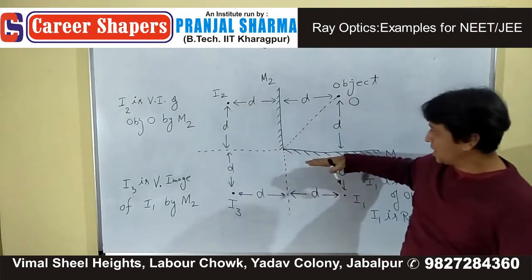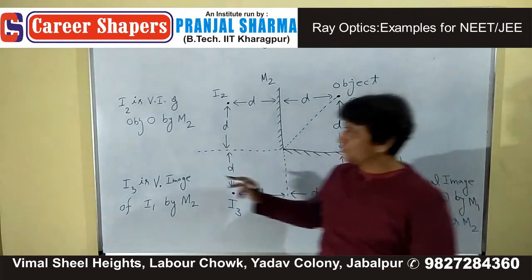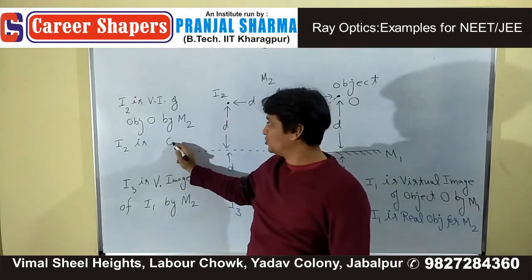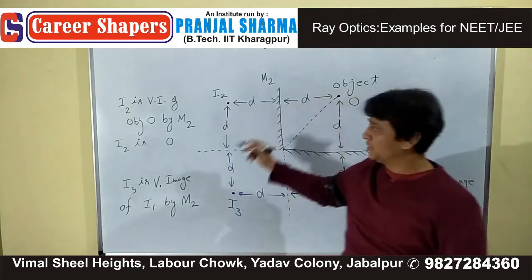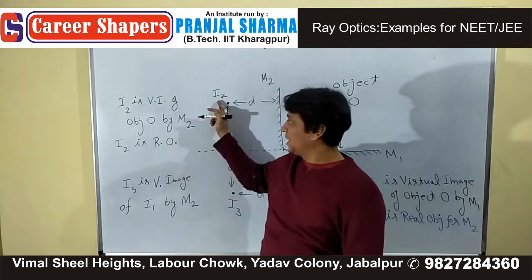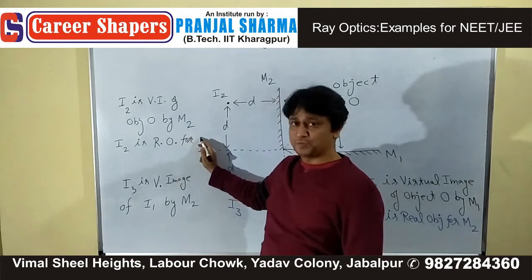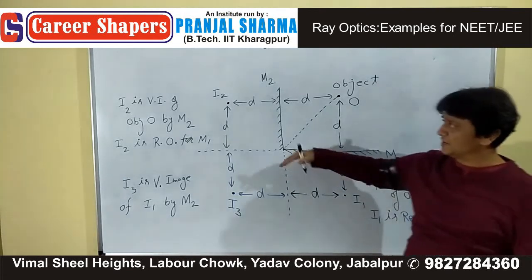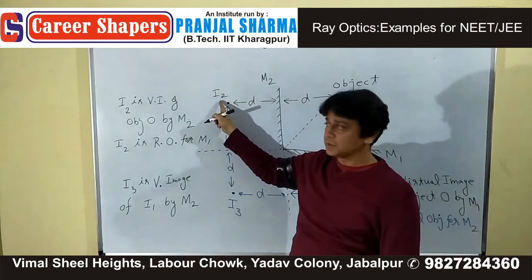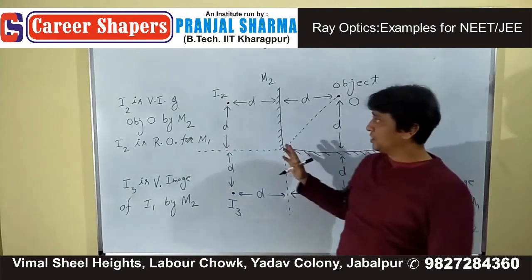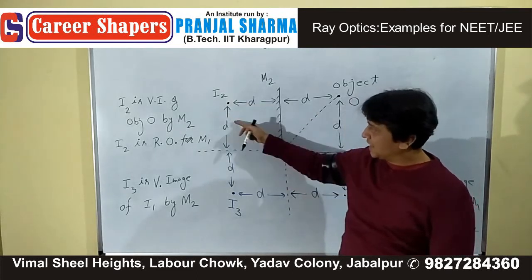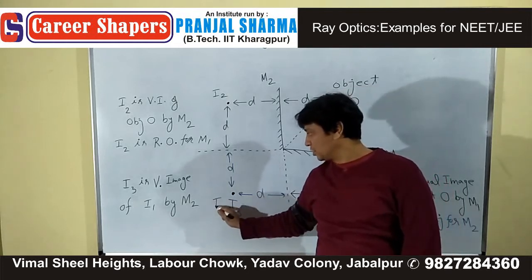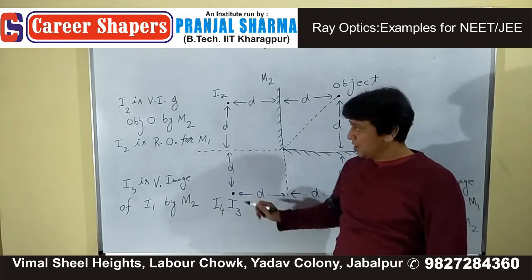But this I2 at the same time you can see is in front of M1, and therefore I2 is an object. What type of object? In front of the mirror, things are real. It's a real object. I2 is a real object for mirror M1 because it's in front of M1. This I2, which acts as an object for this mirror, therefore the mirror is going to form its image behind at the same distance d, and therefore right at this position, you get a fourth image. Let's call it I4.